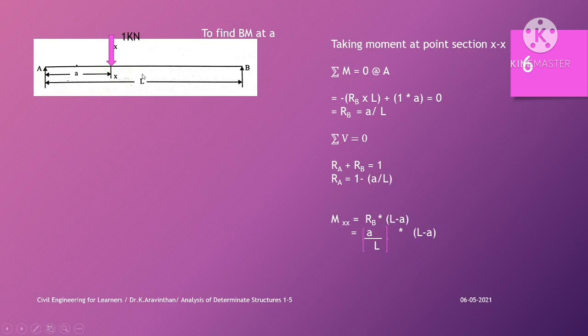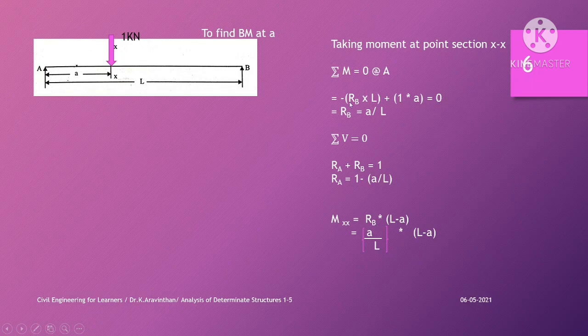How to find the bending moment? If there is a load, first you have to find the reactions RA and RB. So let us find that, taking moment at A. Using sum of moments at A equal to 0: if I am taking moment at A, RB into L will be anti-clockwise, so it is minus RB into L, and 1 into A, the distance, will be the moment, and this is clockwise. Okay, so I have arrived at this equation equal to 0.